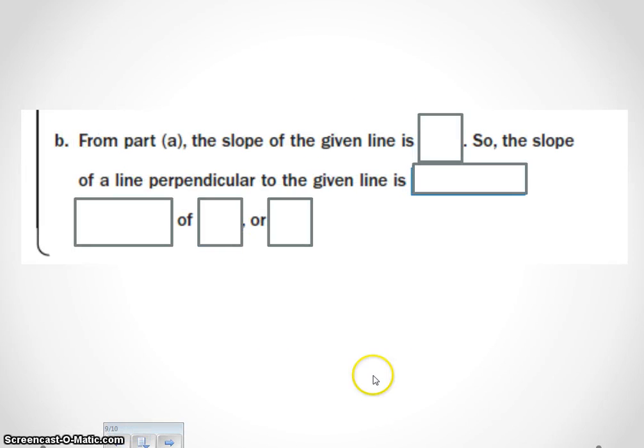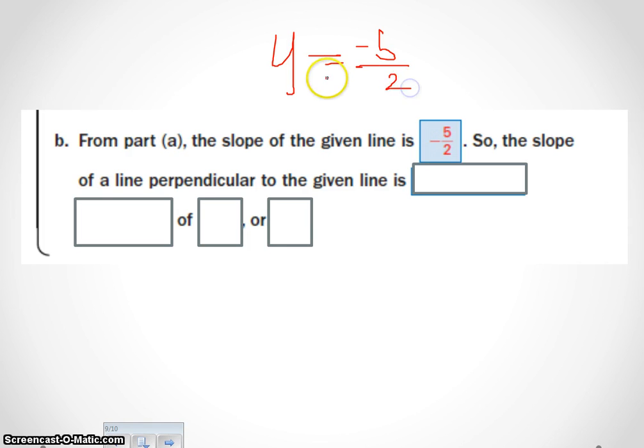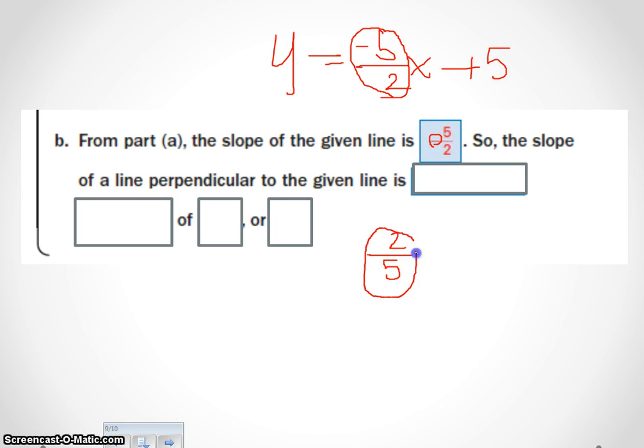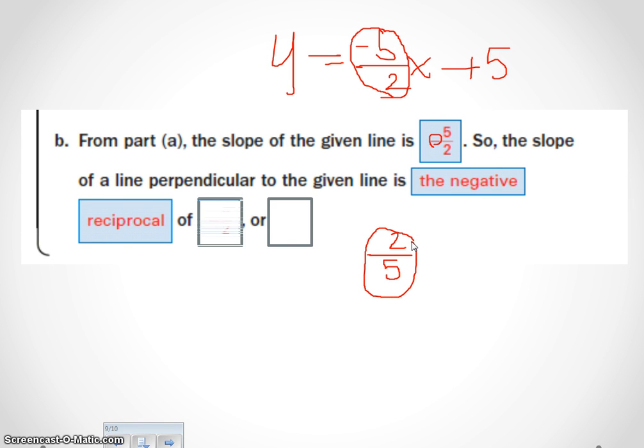If it is perpendicular, remember, the slope that we just found was negative 5 over 2. That was my equation. I'm saying if I graph this line, negative 5/2 x plus, I think it was 5. It doesn't even matter. If this is the line, this slope right here is negative 5/2. So what's a perpendicular line to that? What would the slope of the perpendicular line be? Well, flip it. Flip the 5, flip the 2. It used to be a negative, so now my new slope is a positive. The negative reciprocal of negative 5 over 2 is positive 2 over 5.